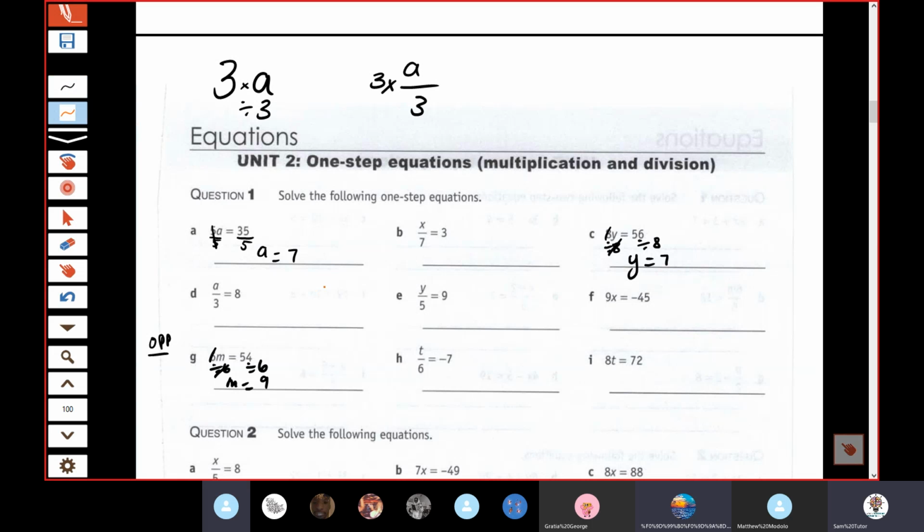Can we do some more? Of course. Well, now we're going to do times and we're going to do the opposite. So here, this one says divide. X divided by 7. How do I get rid of a divide? Times 7 this time. Times 7 on both sides. So this again cancels out always. So you get X equals 3 times 7, 21.